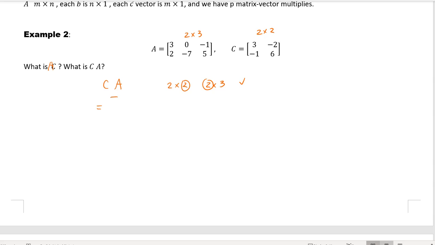Okay, so now write down the C. C is 3, minus 1, minus 2, 6. A is 3, 0, minus 1, 2, minus 7, 5.